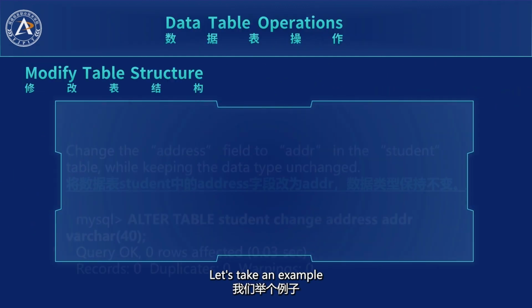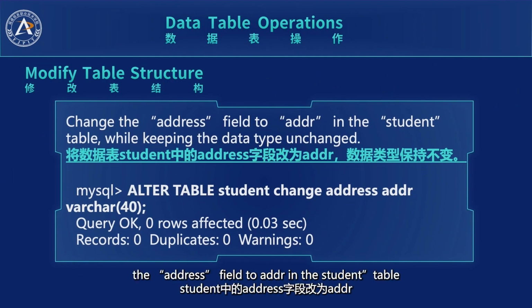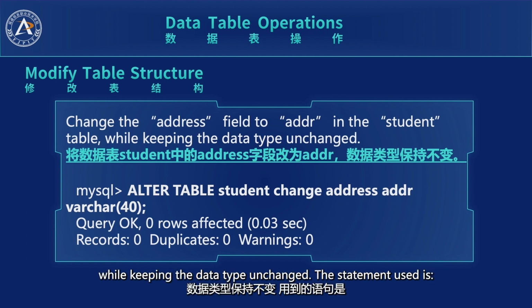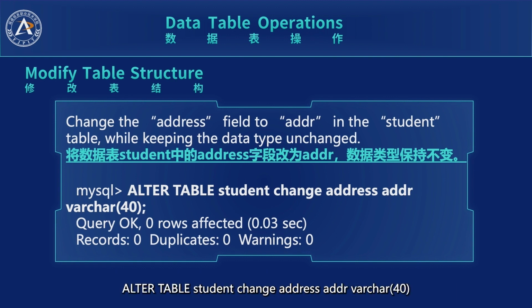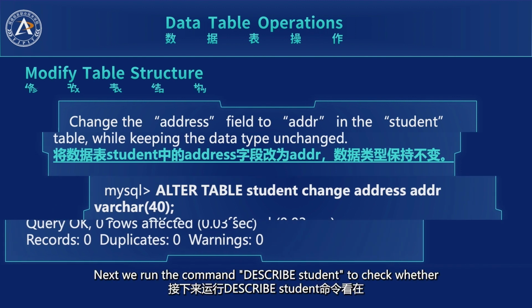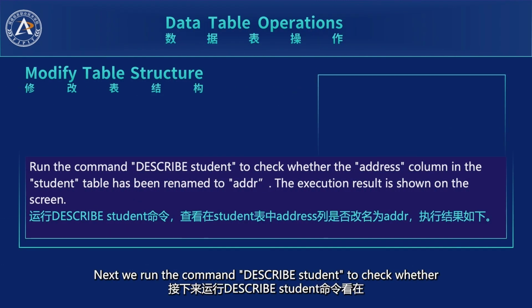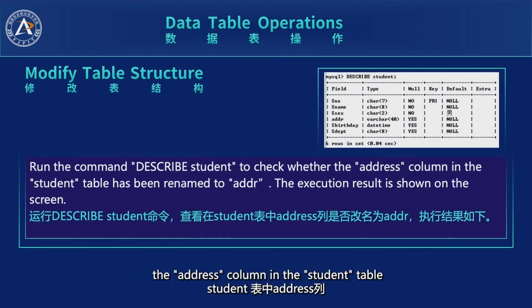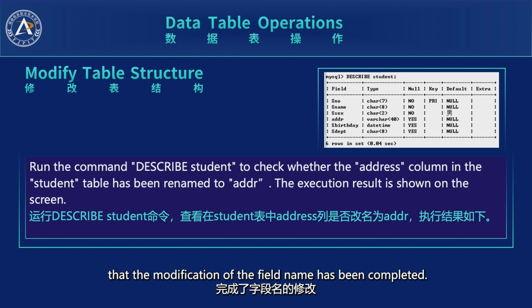Let's take an example where we need to change the address field to add in the student table, while keeping the data type unchanged. The statement used is alter table student change address add varchar 40. Next, we run the command describe student to check whether the address column in the student table has been renamed to add. It can be observed from the execution result that the modification of the field name has been completed.